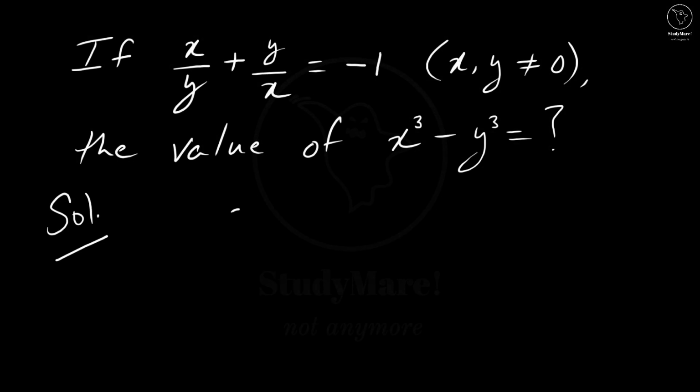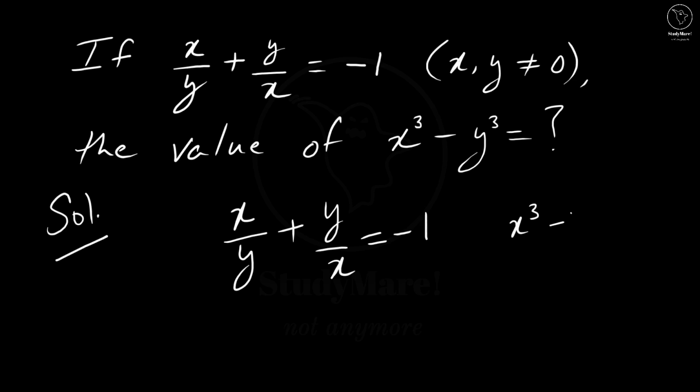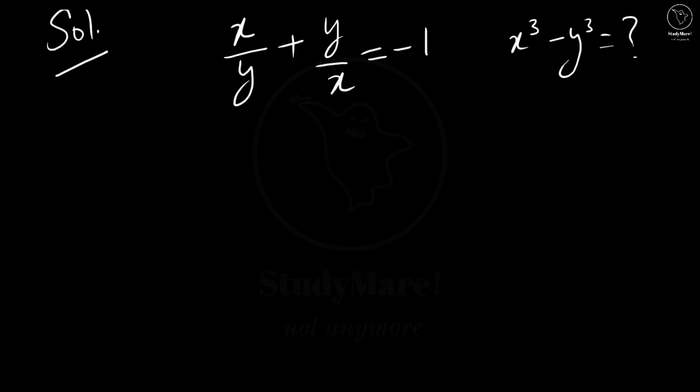We have the value of x upon y plus y upon x is equal to minus 1, and we have to find the value of x cube minus y cube. So first of all, let us consolidate what is given. It is given that x upon y plus y upon x is equal to minus 1.